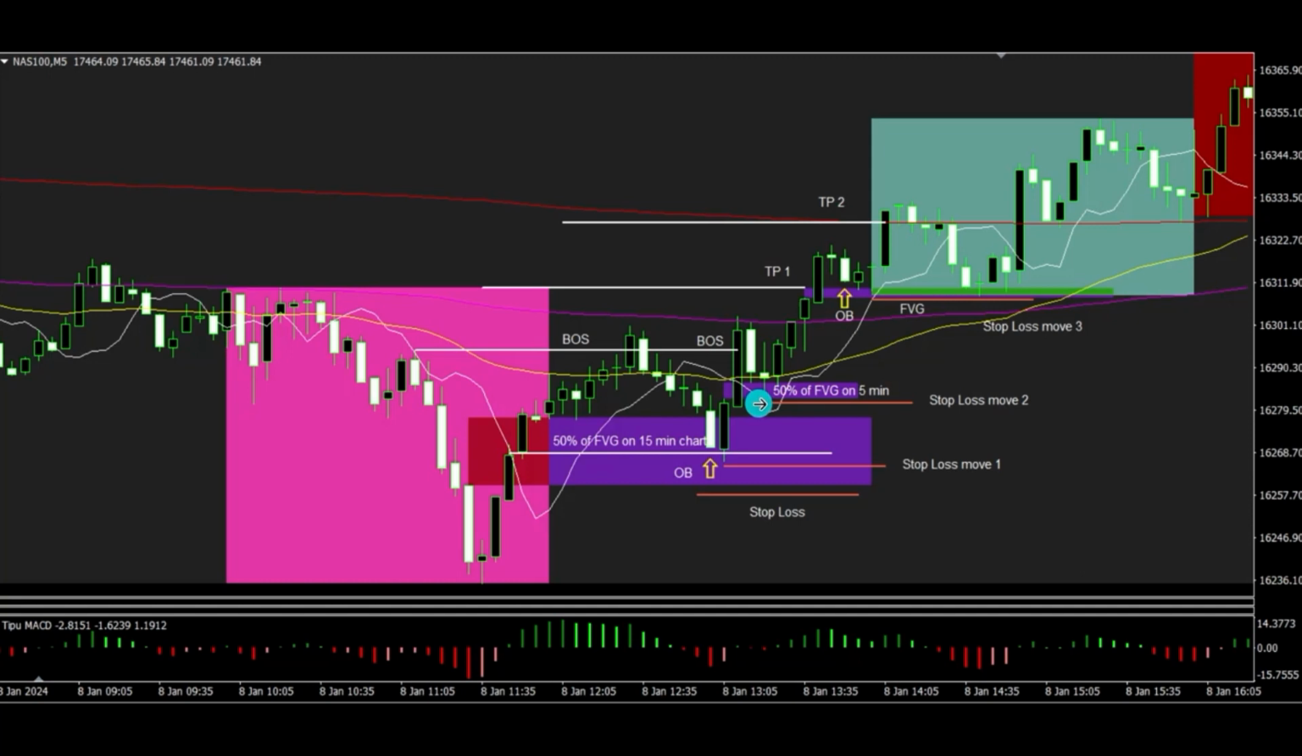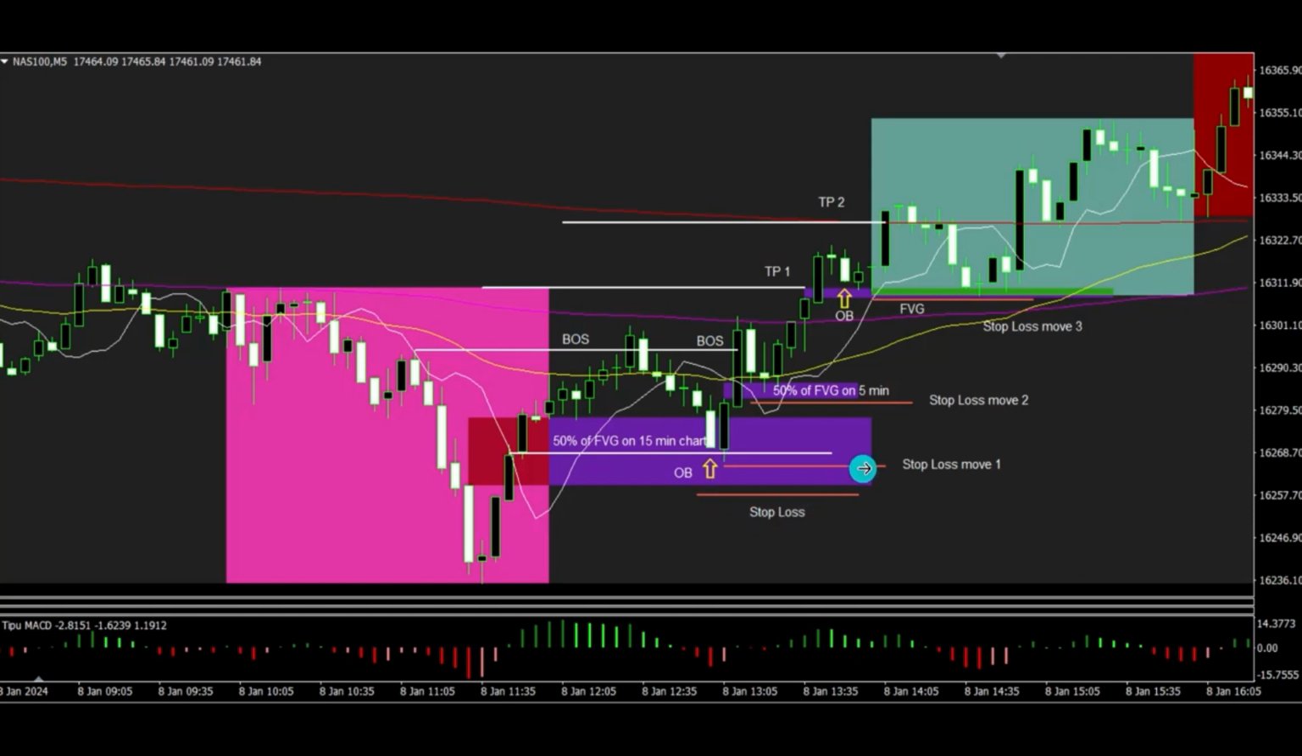Now, when it retraced back into this fair value gap, you could have entered here. But let's take ICT's entry just for this example. So again, our price came back to 50% of the impulse and 50% of the 15-minute fair value gap. We entered right when it touched that level, and we placed our stop loss below the fair value gap, usually around 5 pips below. Then price moved to the upside, took this liquidity, and broke structure.